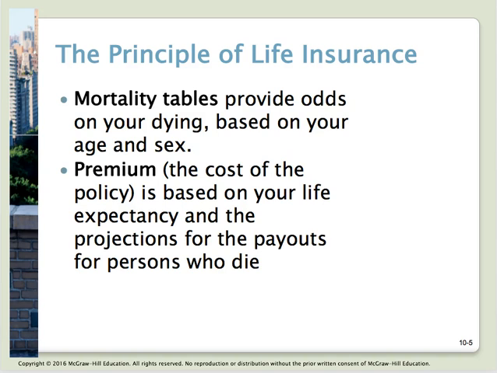The insurance company then uses this table to help them to determine what your premium should be based on what your life expectancy is. It basically provides the odds of when you will die based on your age and your sex. Then your premium cost is based on what your life expectancy is and what they would project that they would pay out for a person who might pass away.